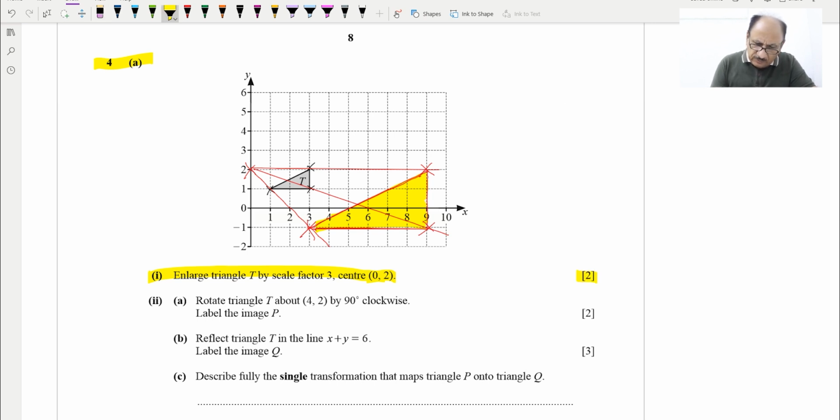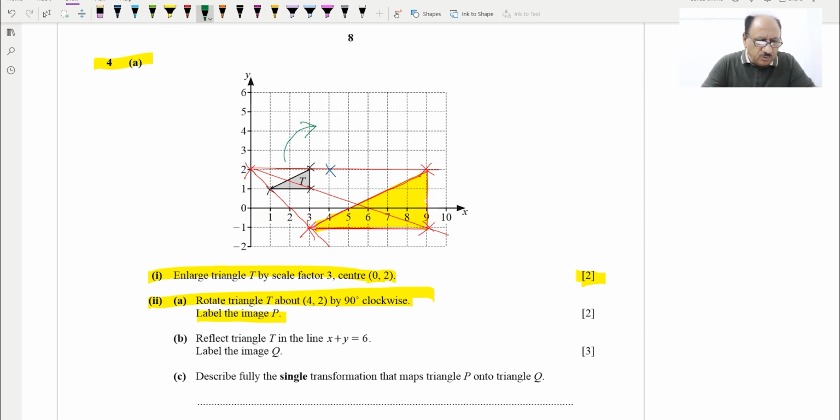And what is next is: rotate triangle T about (4, 2). (4, 2) is this one, and we need to rotate triangle T about (4, 2) by 90 degrees, and label this image as P. So we need to label it as P. Rotation by 90 degrees will be 90 degrees clockwise, so the rotation will be like this one.